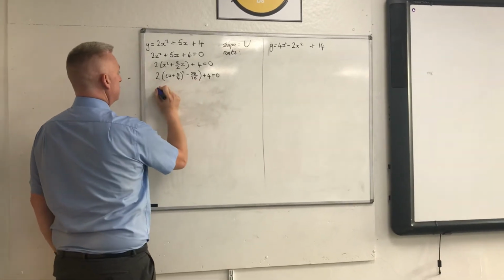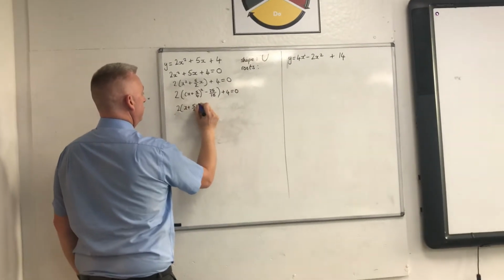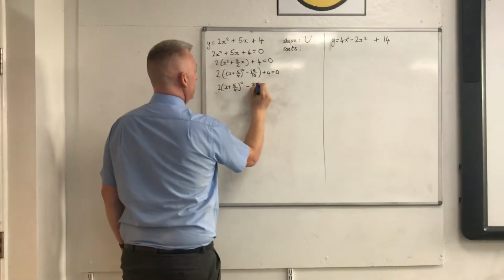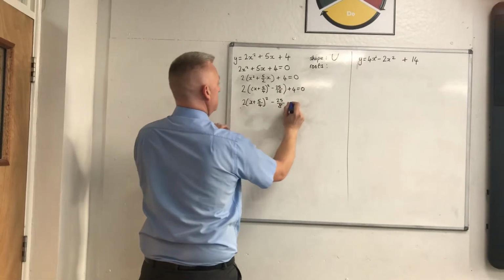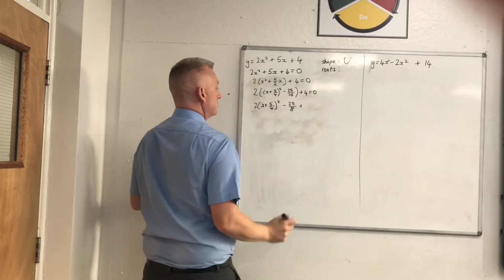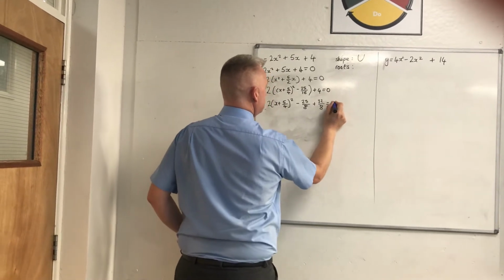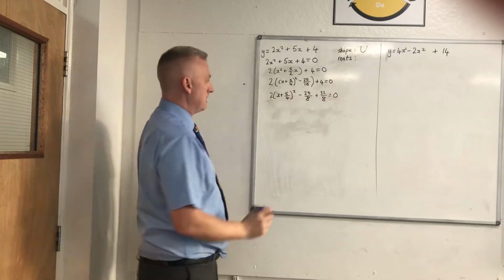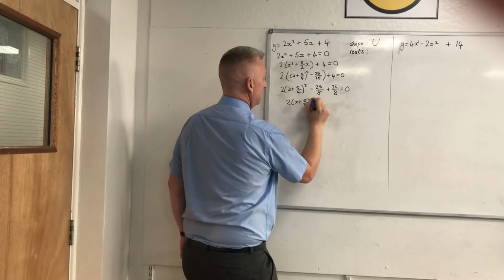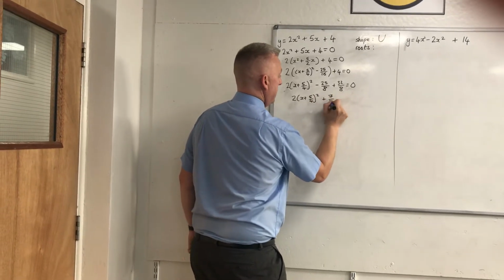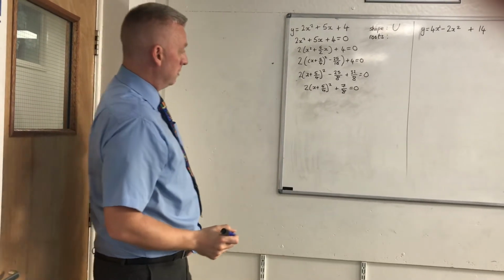Let's expand this bit with the 2. So 2 lots of x plus 5 over 4 squared, minus 25 over 8 multiplied by 2. I can halve the denominator, plus 4. Let's just think about 4. I can also write that as 32 over 8. So this is just about the arithmetic. Make sure you get the arithmetic right. Plus 7/8 equals 0. Well, I've got my completed square form.